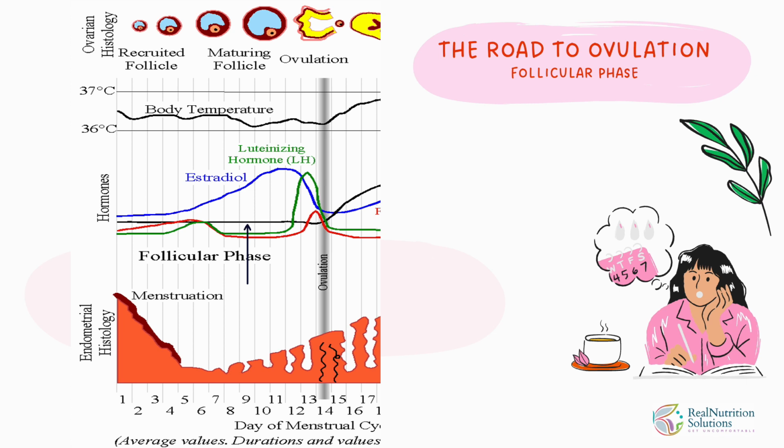Also pay attention to the body's temperature during the follicular phase. Also, take note of the ovarian follicle changes that are occurring. Lastly, observe when menstrual bleeding is occurring and the days of the menstrual cycle at the bottom. Now that we are clear on the cast members during the phase, let's discuss the process.